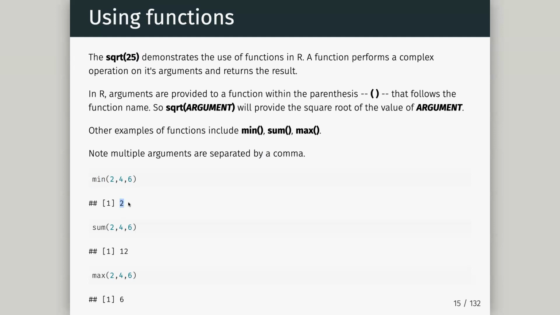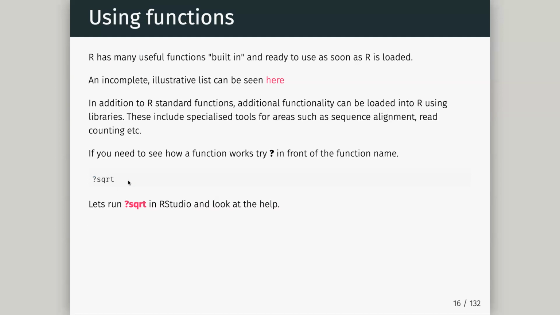With sum, I'm going to keep it very simple. I can just pass in the arguments in any order: 2, 4, 6, 12. That's the sum. And then max, 2, 4, 6. That's the max of those, and it's going to give me back 6. The important thing is that we have a function name, parentheses, and then the arguments go in the parentheses. If we have more than one argument, we have to separate our arguments by commas, and then R will evaluate them. R has many useful built-in functions.